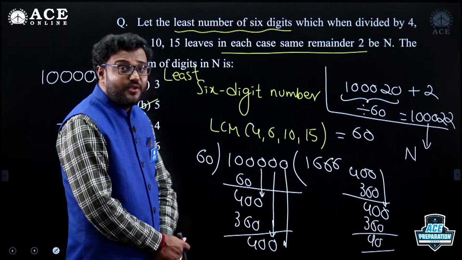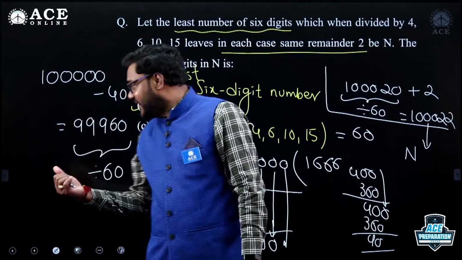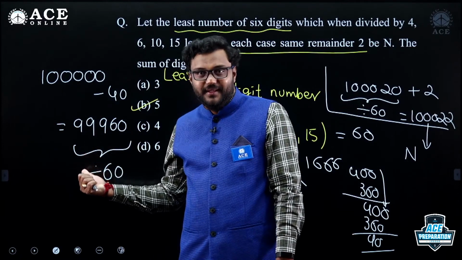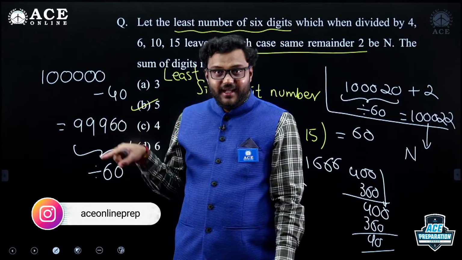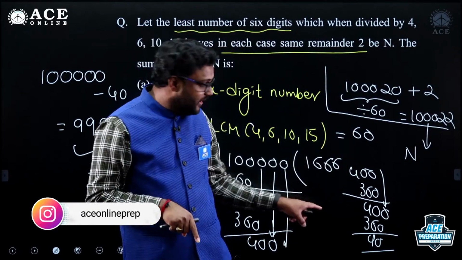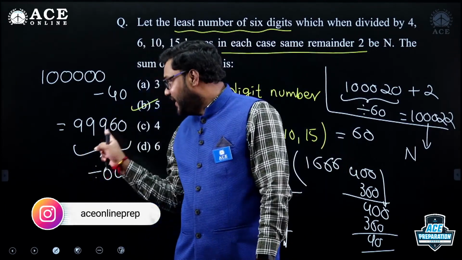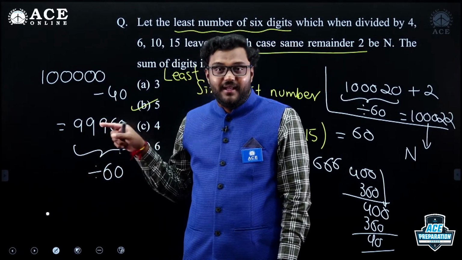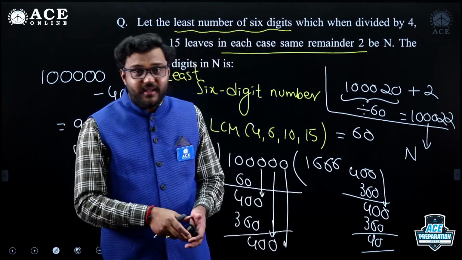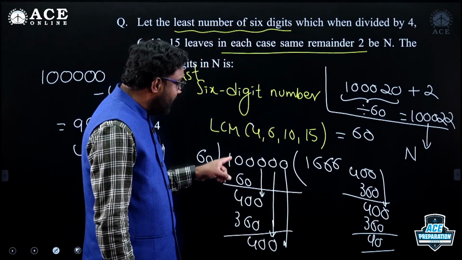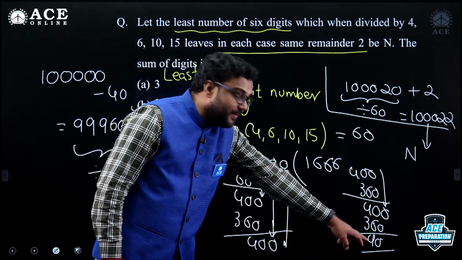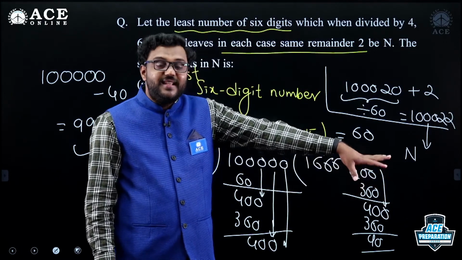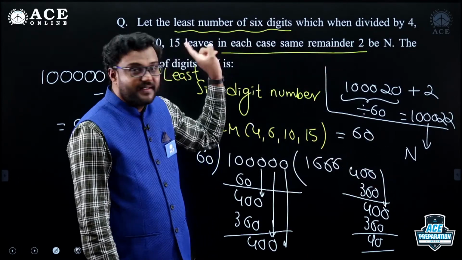Sir, what is the procedure to find the greatest? This is the greatest 5-digit number. You can take 99,999, divide by 60, you will get some remainder. If you remove the remainder, you will get the greatest 5-digit number. If you want the greatest 6-digit number, then you should take 9,99,999, divide by 60, we will get some remainder. Remove that.